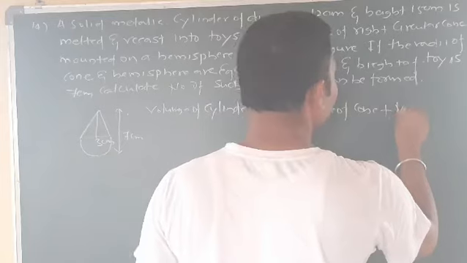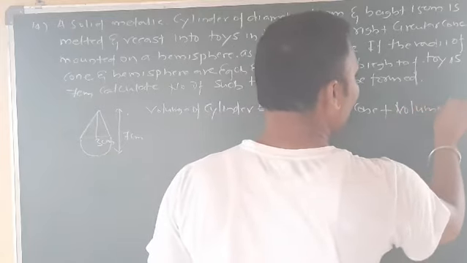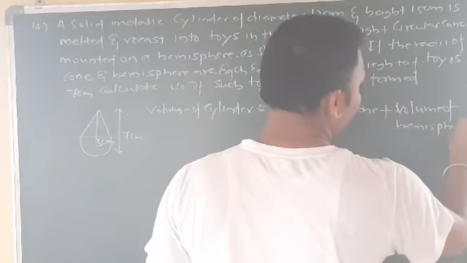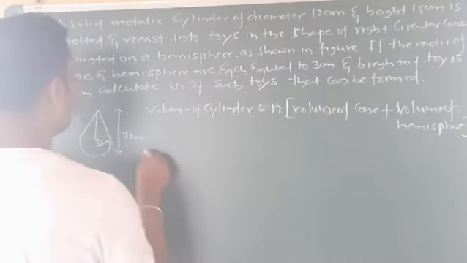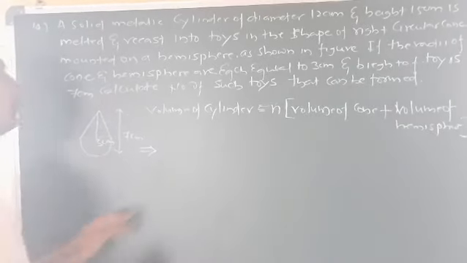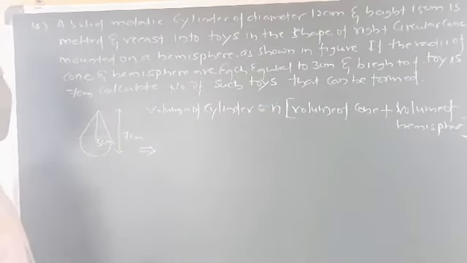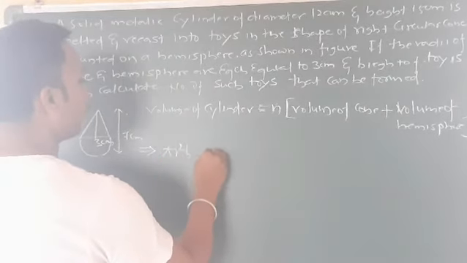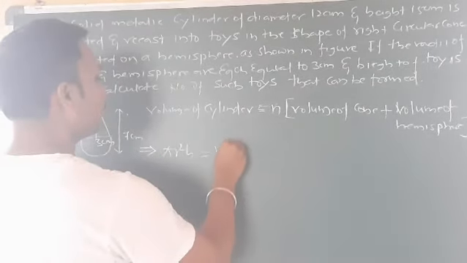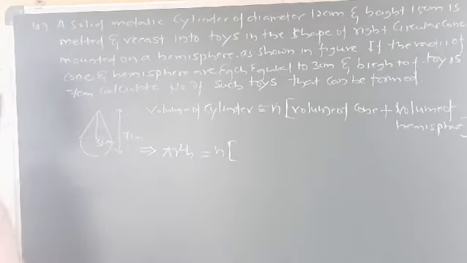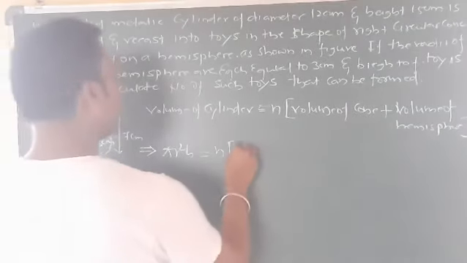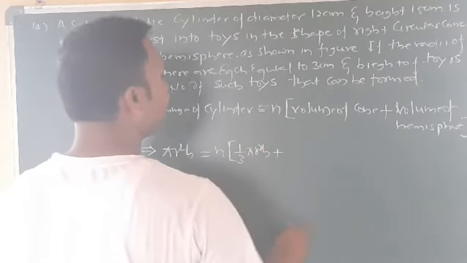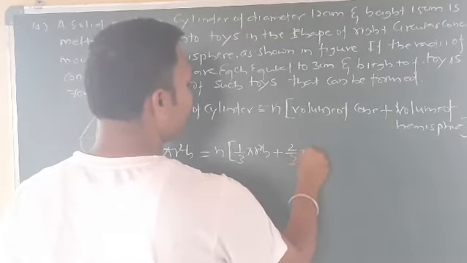The next one is the volume of the hemisphere. So this implies we have the volume of the cylinder, with the formula pi r square h, equal to n times the volume of the cone, 1 by 3 pi r square h, plus the volume of the hemisphere, 2 by 3 pi r cube.